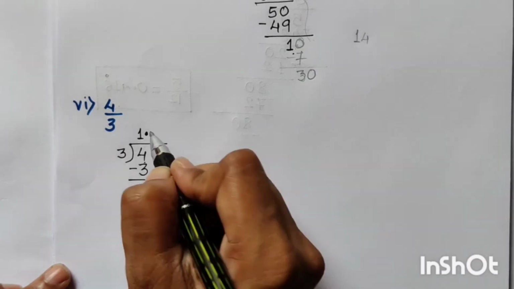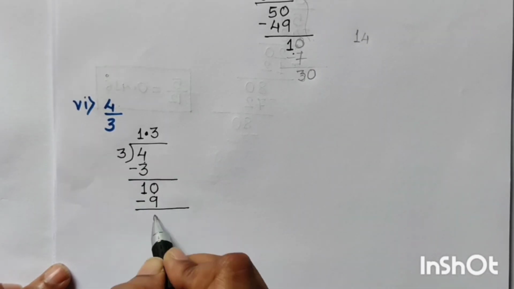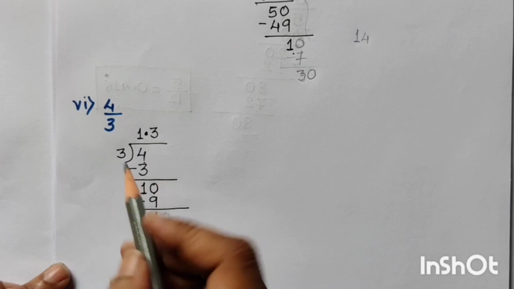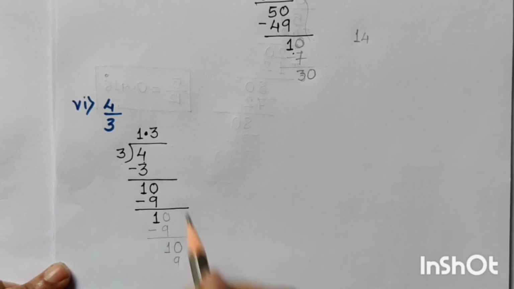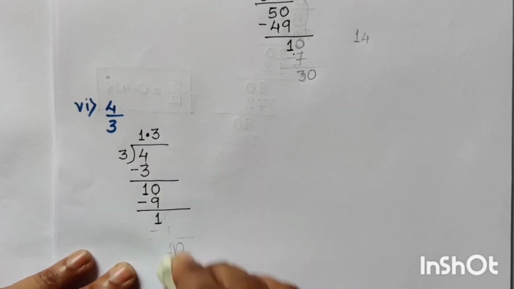Now 3 3s are 9. 10 minus 9, we will get 1. So if you put 0 after 1, what will we be getting? 10 again. Again we will be writing 3 3s are 9. Again 3 will come. Again 10 minus 9, we will get 1 here. Again we will put 0. Again 3 3s are 9. Again 3 will come. So in this way 3 is repetitively coming again and again.